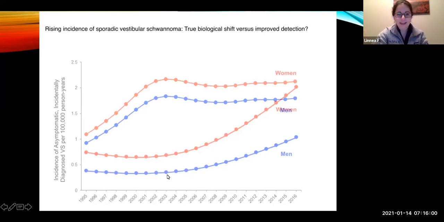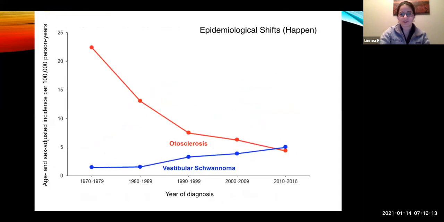So this shows that in about 2003, that line of incidentally found vestibular schwannomas sort of flattened out, but the incidence is still rising. Dr. Carlson's studies are proposing that maybe there is actually a true epidemiological shift in increasing vestibular schwannoma happening. They don't really have a reason why, but disease incidences and trends tend to shift over time, sort of like we're seeing with the rise in HPV head and neck cancer.